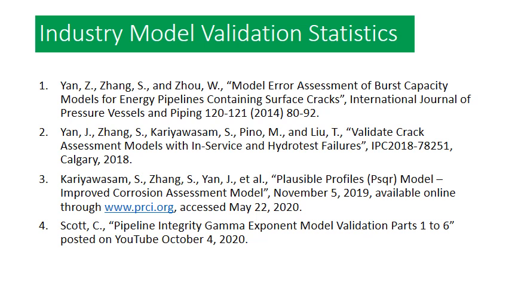That plausible profiles P-squared model is essentially a refinement of the well-known RSTRENG model that's used for corrosion. And then I'll also be referencing some data that come out of some of my validation work on my gamma exponent model. You can find those through YouTube. There are 6 parts to my video series, and I'll be discussing some of the numbers in there.